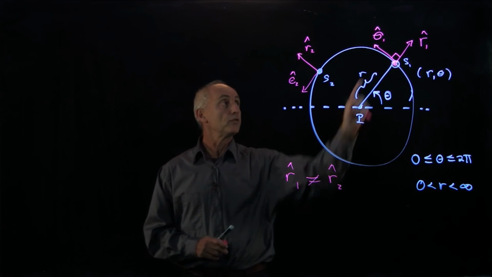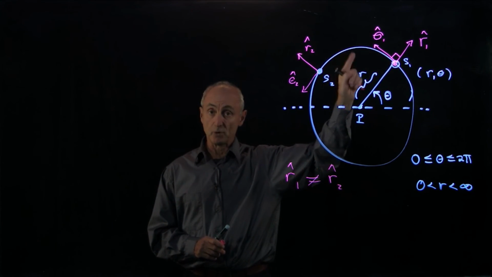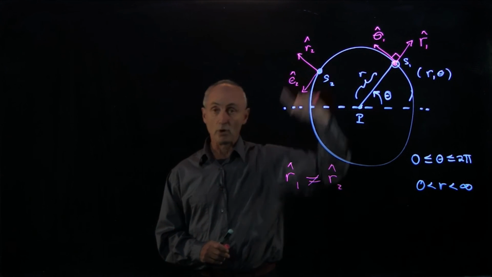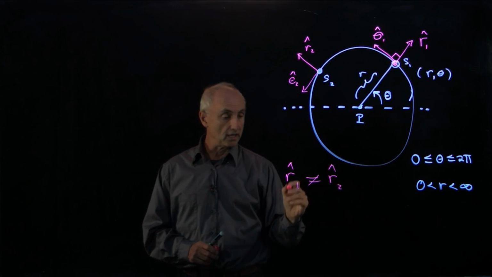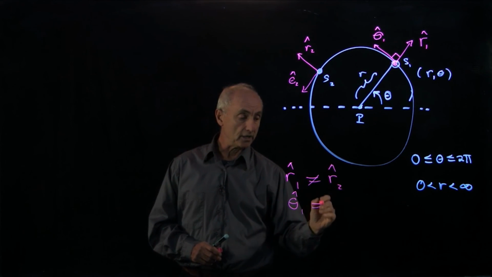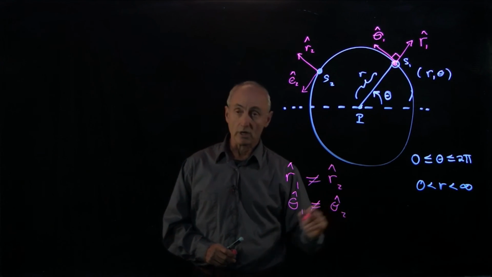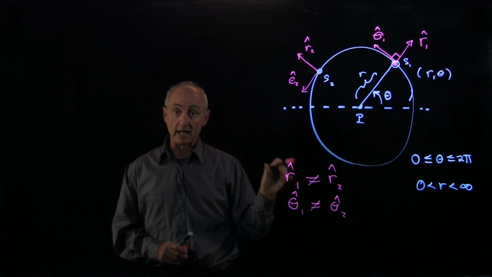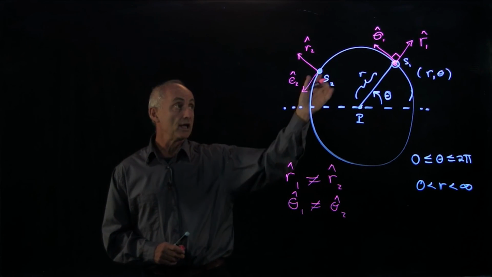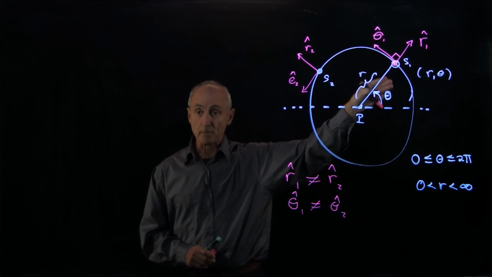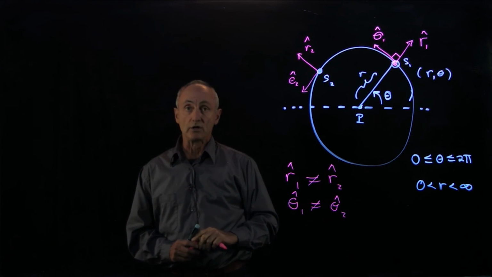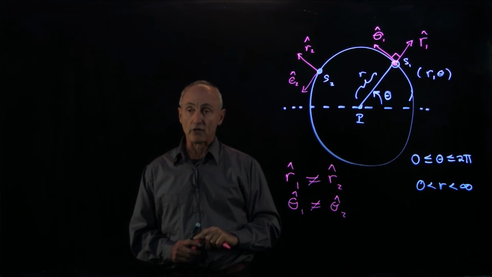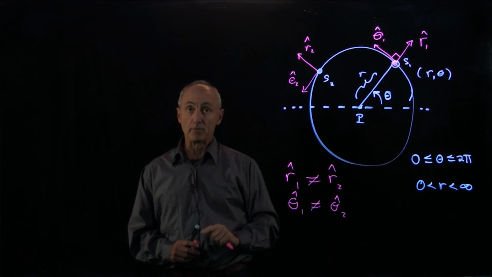Why are they not equal? They both are unit vectors, so they both have the same magnitude, but they point in different directions, in the same way that theta hat 1 is not equal to theta hat 2. So unlike Cartesian coordinates, in which every single point had the same unit vectors, in polar coordinates, the unit vectors depend on where you are in space, and that will make our analysis in polar coordinates a little bit more complicated.